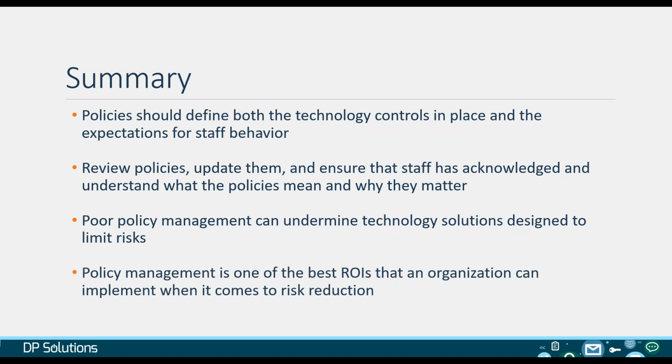I really strongly believe that policy management is maybe the best return of investment that an organization can implement when it comes to risk reduction. Technology will always be imperfect. There are flaws in technology that we don't know about yet. It's sort of a numbers game, right? I mean, there's a million things that could go wrong with Windows or a PC or a server or anything like that. And there's always something that someone can exploit.